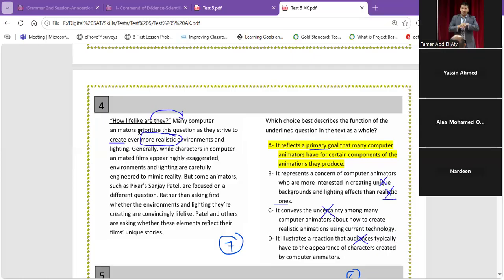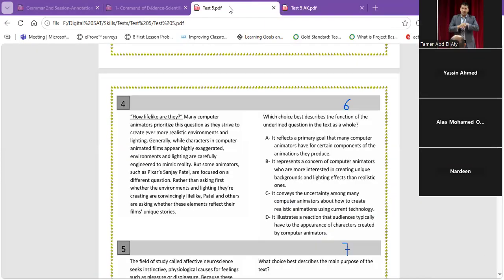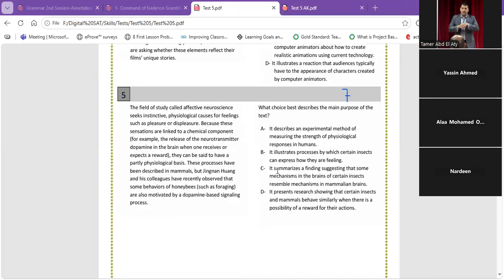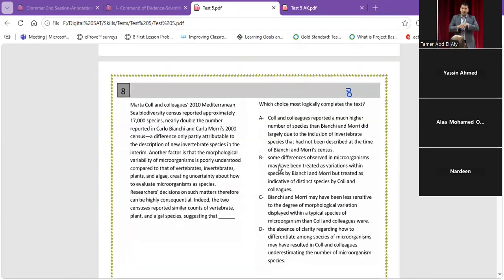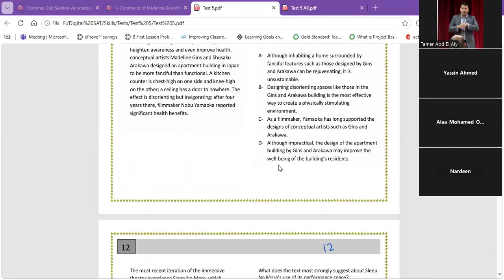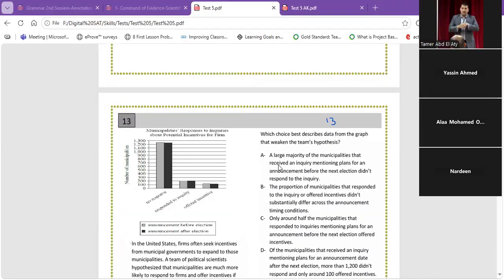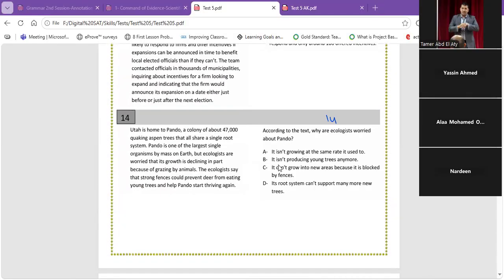Yes, Mr. Okay. Your homework for the next time is going to be from number 5 till number 14. From 5 till 14. Plus, you're going to have homework in one prep: Practice 5, module 2, hard.